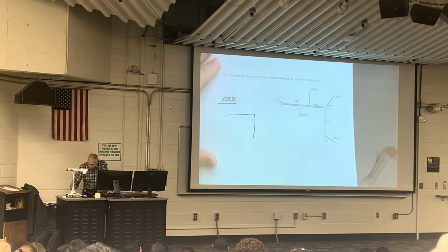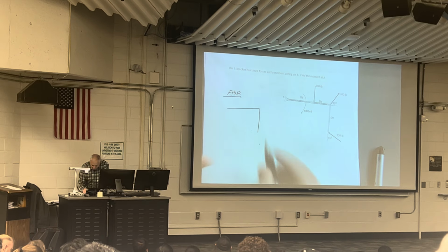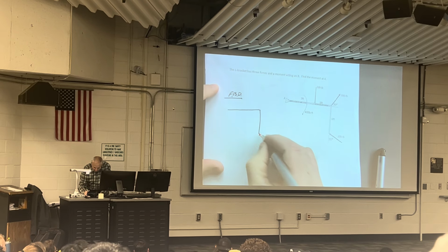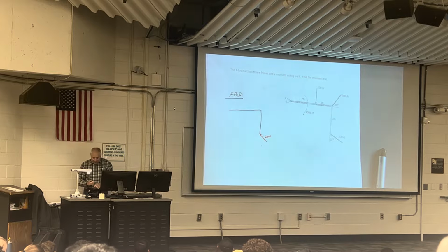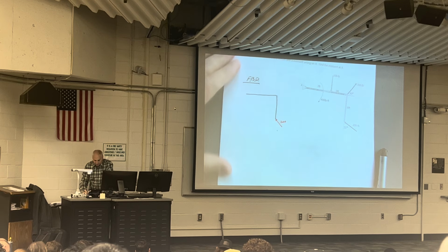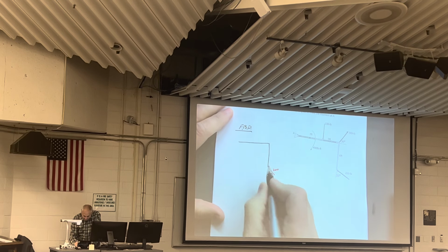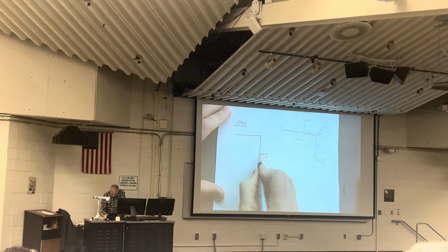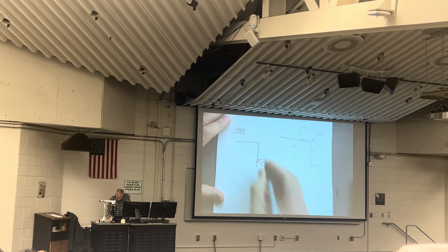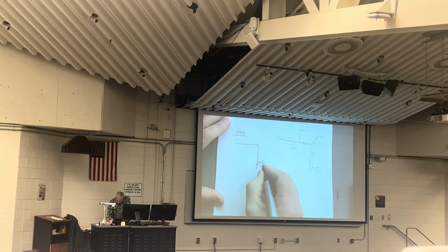I've got to account for forces. I will say this is my 200. And I'm going to use Varignon's theorem, which says break this sucker into components. One here, one there. This is going to be 200 sine 55. That's 200 cosine 55.